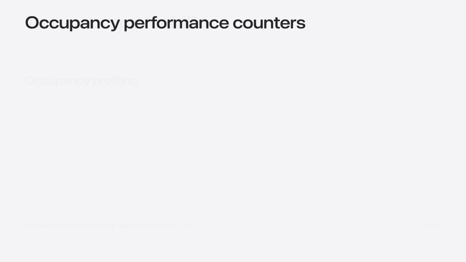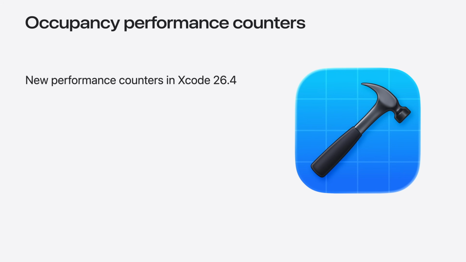Let me show you what's new for M5. Xcode 26.4 has a new set of performance counters and tools that can help you to easily identify and address the cause of low occupancy in your workload and achieve great performance. Next, I'll show you an updated workflow to help you meet your performance targets by increasing occupancy using the new performance counters on M5.